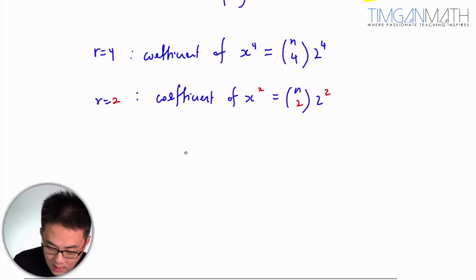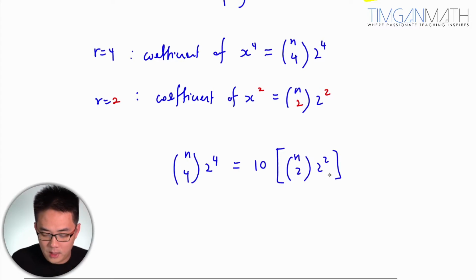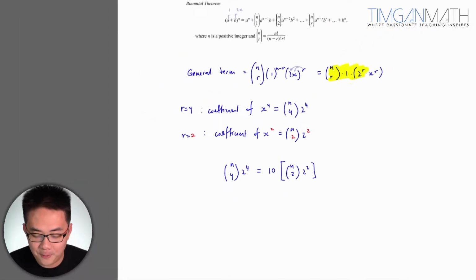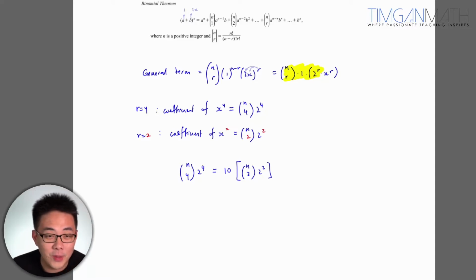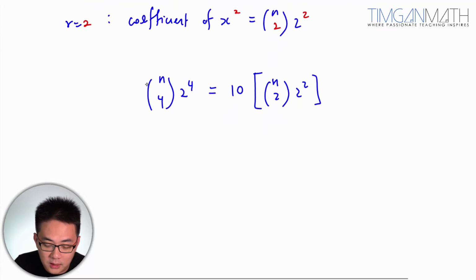So we could just write n choose 4 times 2^4 equals 10 times n choose 2 times 2 squared. Okay, this is going to be a bit difficult from here, because now n is an unknown integer, right? So how do you actually change this to be in terms of n? That is the thing, right? So that is okay.